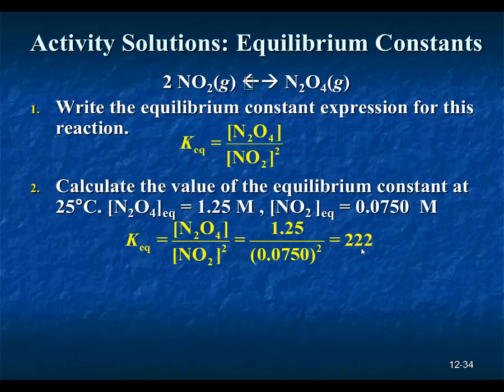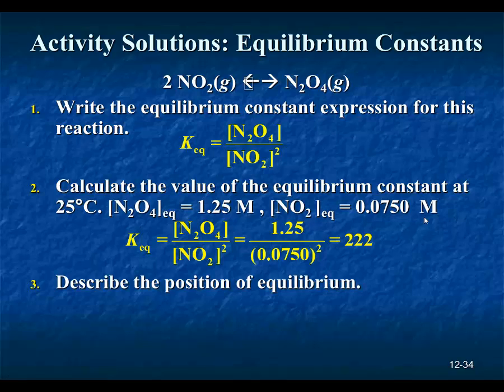Now, since that value is greater than 1, that tells us we're favoring forming the products. We're favoring going to the right-hand side for this chemical reaction to form dinitrogen tetroxide. So we have more products on the right at equilibrium than we would have reactants. Okay, that's actually what I observed, right? At equilibrium, I had 1.25 molarity of the dinitrogen tetroxide, and the nitrogen dioxide was only 0.0750 molarity. So I was definitely at equilibrium in this case.